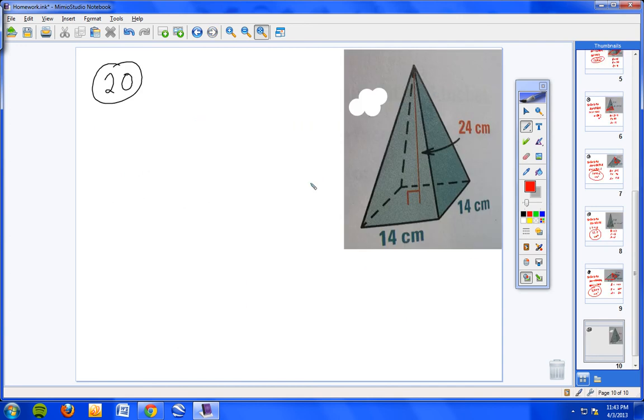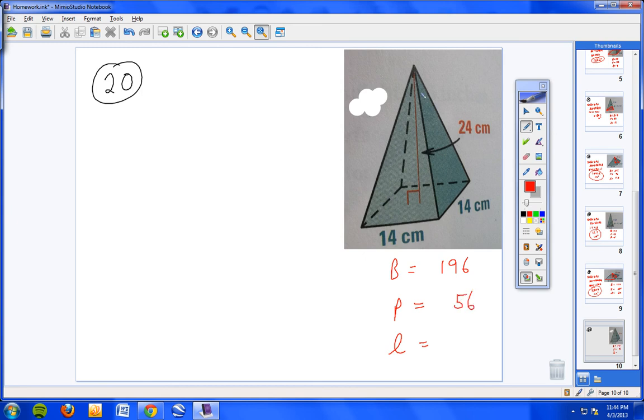And then last but not least, number 20. Let's find the surface area of this pyramid. We're going to need B, P, and L. Obviously, the area of my base, it's a square, so 14 times 14 would give me the area of my base, which would be 196. And then the perimeter of my base would be 14 plus 14 plus 14 plus 14, which would be 56.